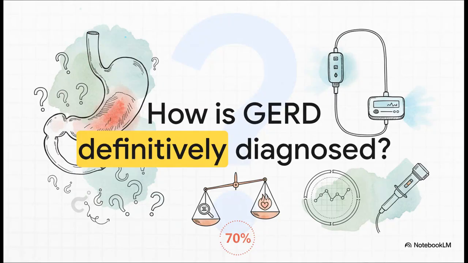And this leads us to a really central question. With symptoms as common as heartburn, how does a doctor go from a patient just saying, "I have heartburn," to a definitive, objective diagnosis? Because it turns out, just relying on symptoms alone can be pretty misleading. The accuracy is only around 70%.